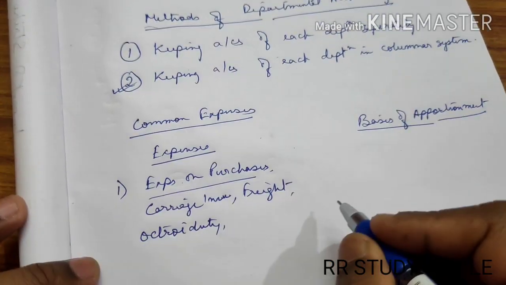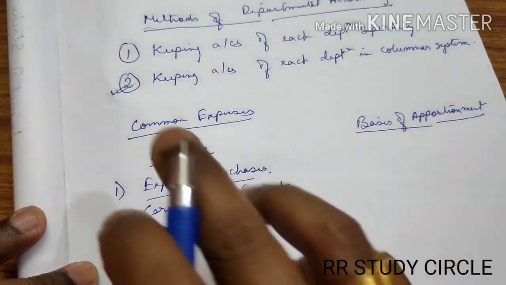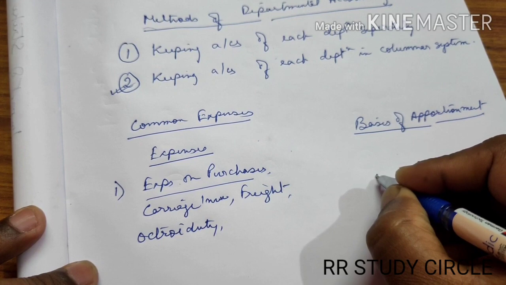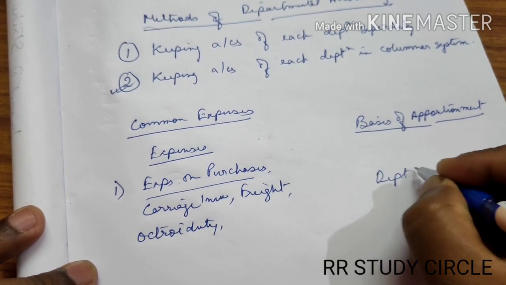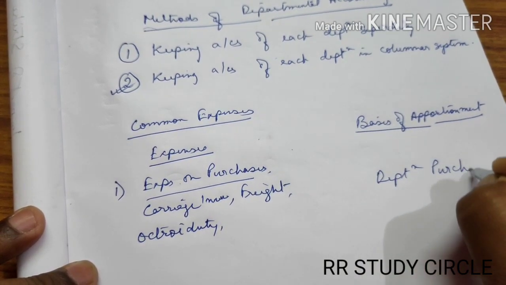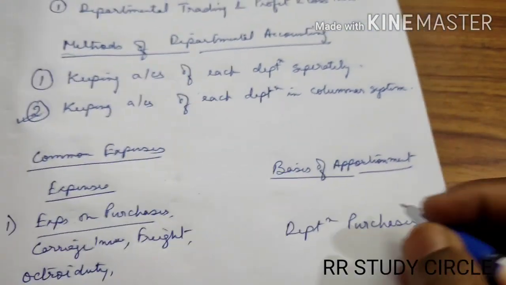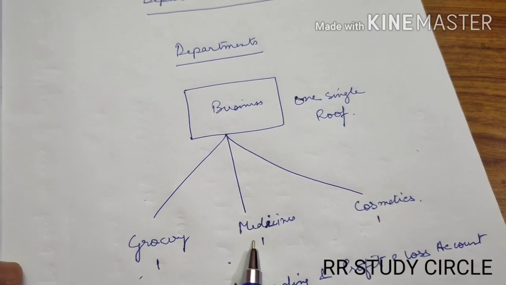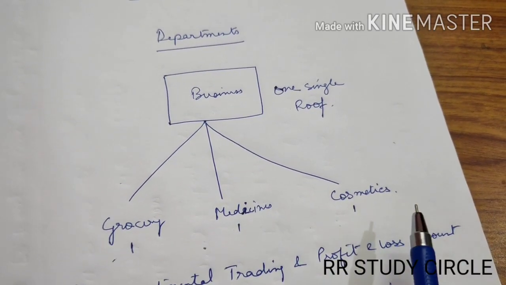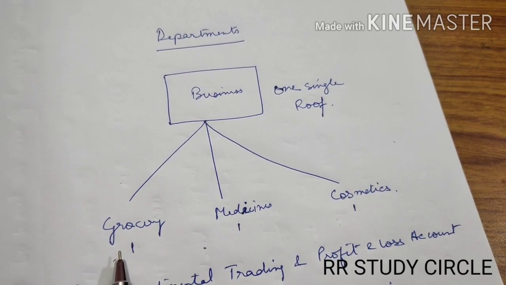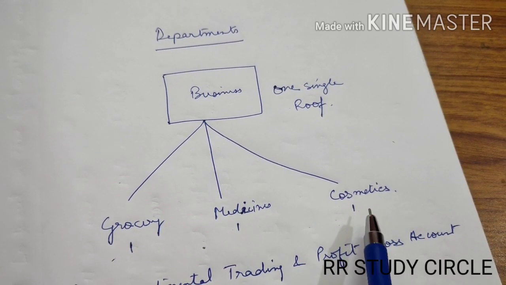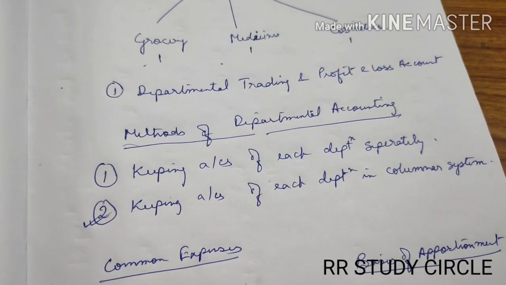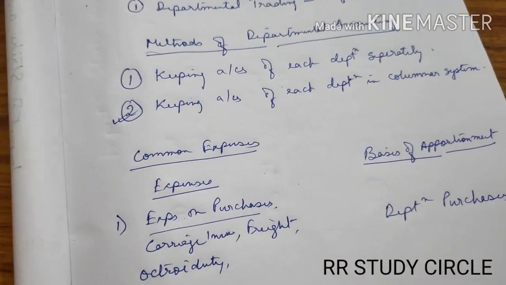Okay. Now these particular expenses are to be apportioned on the various departments in what ratio? On the basis of departmental purchases. Say, for example, the purchases of grocery department is 10,000, medicine is 20,000, and cosmetics is 30,000. So what will be the ratio? 1:2:3. So on this particular ratio, the expenses on purchases will have to be allocated.